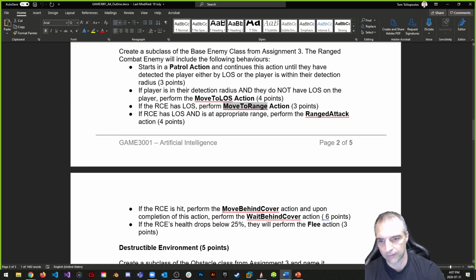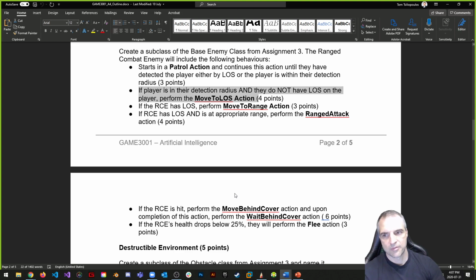move behind cover. Okay, did I succeed in moving behind cover? Yes. Cool. Wait behind cover. Cool. When I'm done waiting behind cover, move back out of cover, and guess what I'm going to do? Move to line of sight. I'm back out here again. I'm back out to move to line of sight again, which is over here.